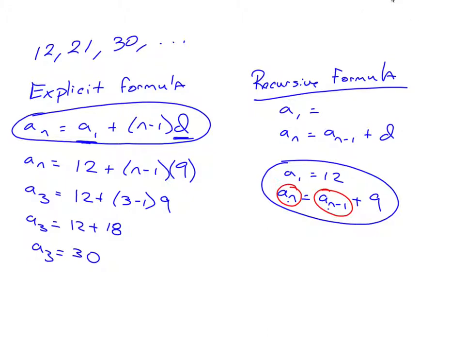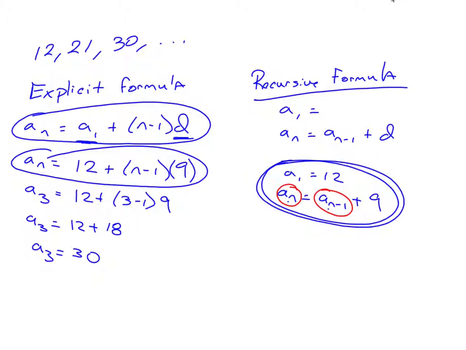So when the book asks for us to do that, you need to give me this formula for explicit, and you need to give me this for recursive.